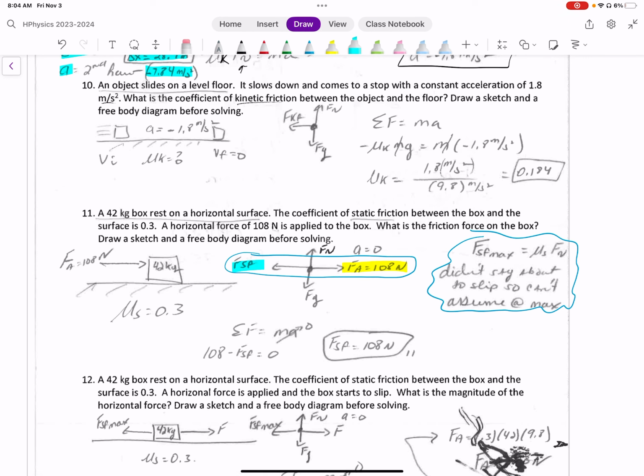Number 10: An object slides on the level floor, slows down, and comes to a stop with a constant acceleration of 1.8 meters per second squared. What is the coefficient of kinetic friction between the object and the floor? Draw a sketch and a free body diagram before solving. So here is the sketch. I have an object. He's sliding to the right.